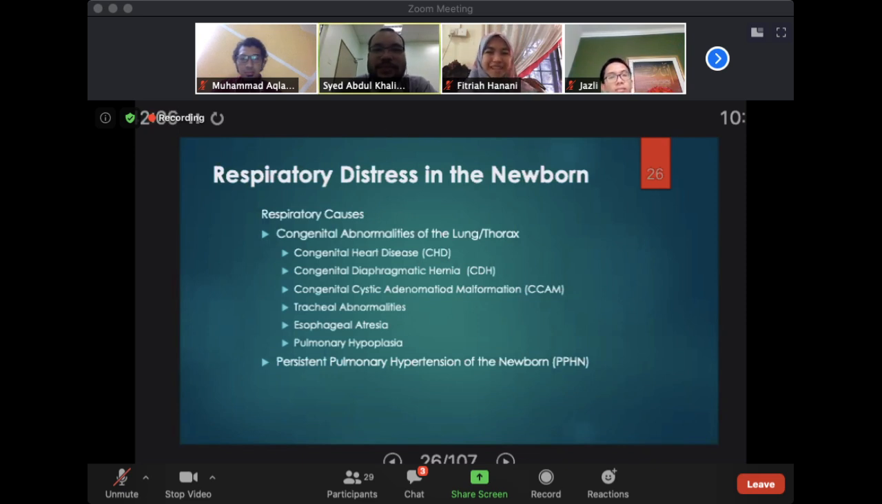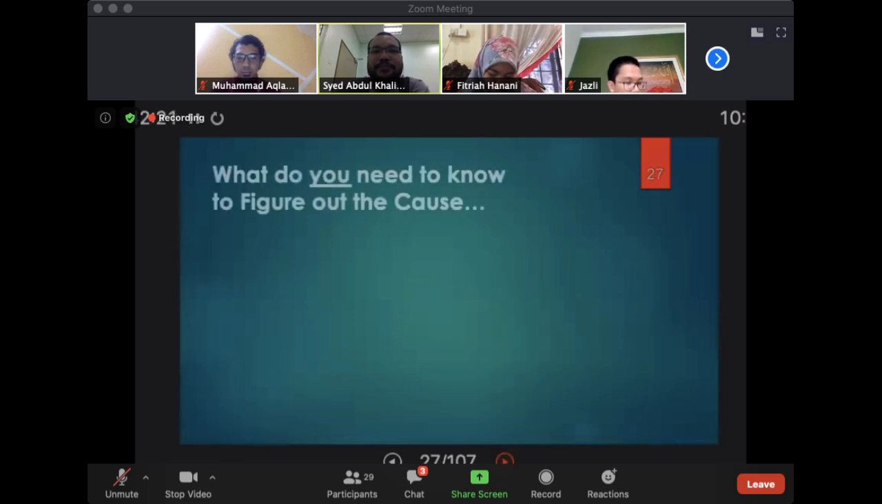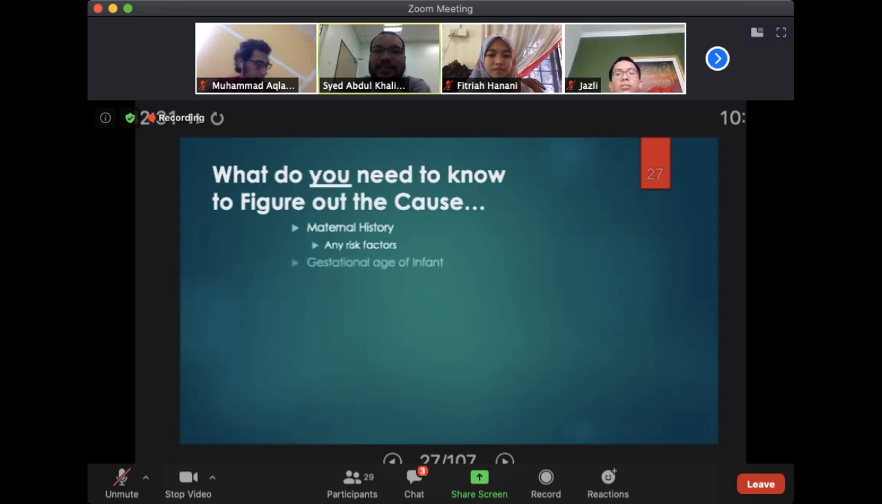Okay, so the easiest test to assess whether the baby has pulmonary hypertension of the newborn, PPHN or not, is checking the preductal and postductal saturation. What do you need to know to figure out the cause? Basically we need to look at the maternal history, if there is any risk factor, and the gestational age of the infant.